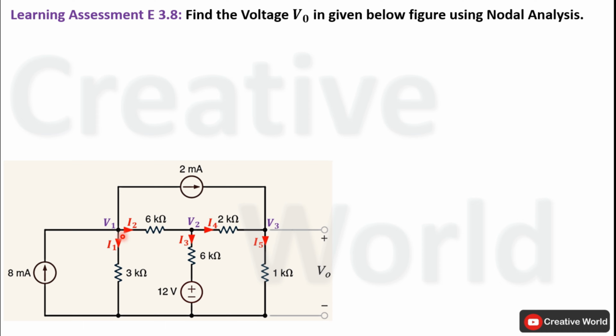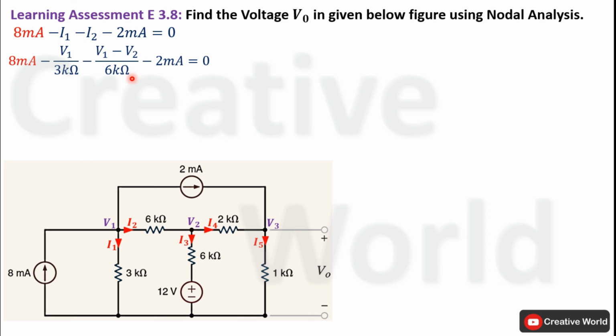Now we will apply Kirchhoff's current law on this node to get the first node voltage equation of this network. On this node, one current is entering while 3 currents are leaving. The entering current is taken with a positive sign while leaving currents are taken with a negative sign. We have to find these current equations and replace these current variables with their respective equations. Current I1 will be equal to the voltage across this 3 kilo ohm resistance divided by the value of the resistance. So I1 will be equal to V1 divided by 3 kilo ohm.